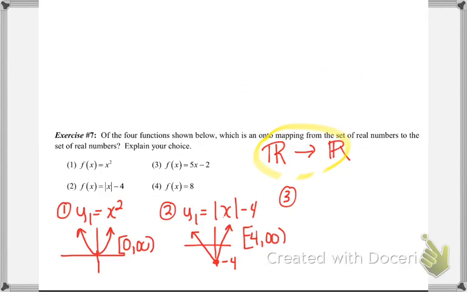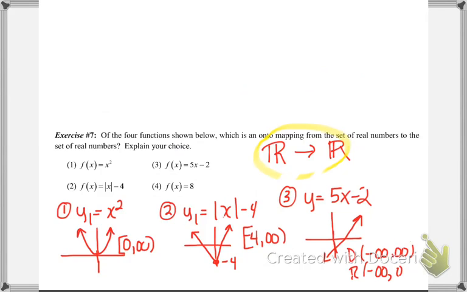If we put number 3 in our y1, which is our graphing calculator, 5x minus 2, we get the graph of a line. And our domain is all real numbers, as well as our range. So we go from reals to reals. Our answer is number 3. Number 4, our domain is going to be all reals, but our range is going to be only 8.